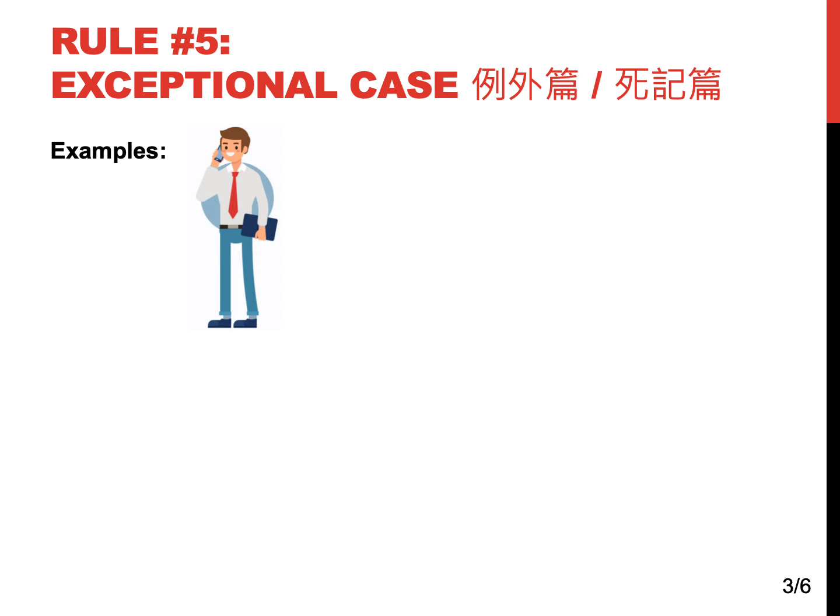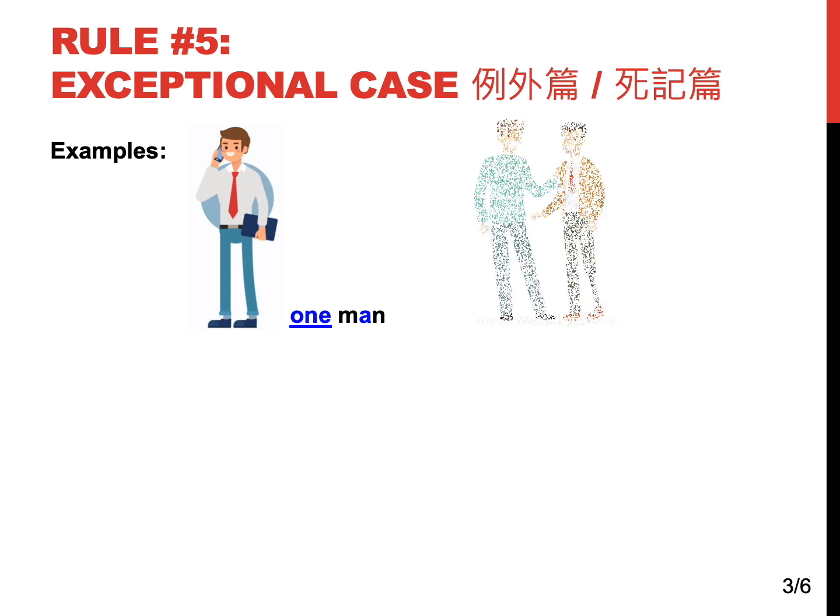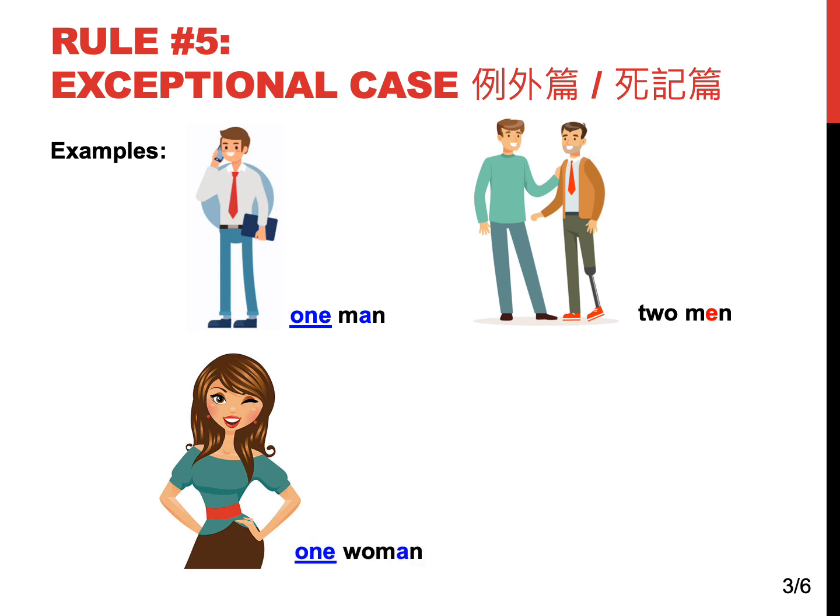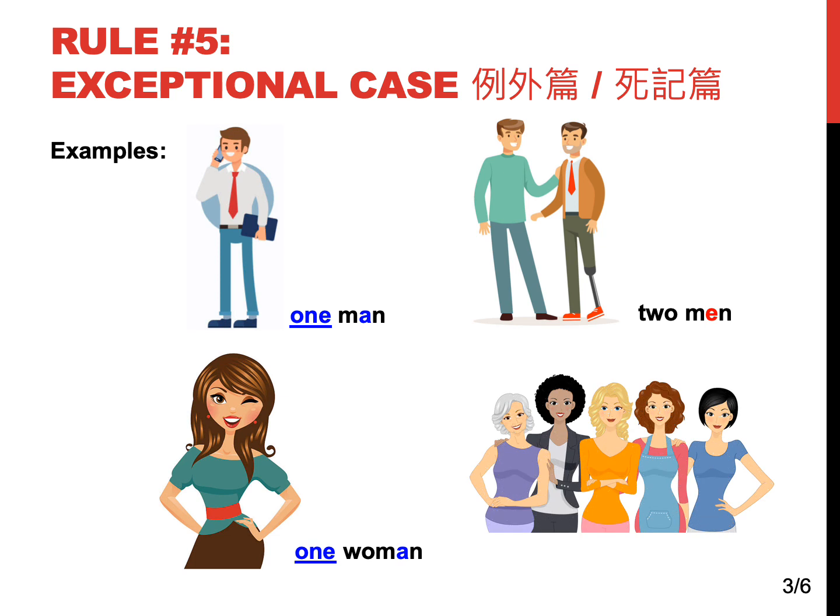When we have 1 man, we spell it as M-A-N, man. If we have more than 1, we say 2 men, M-E-N, 2 men. It's the same as woman. So 1 woman, W-O-M-A-N. If we have more than 1, we say 5 women. The pronunciation is totally different here. 5 women, W-O-M-E-N, women.